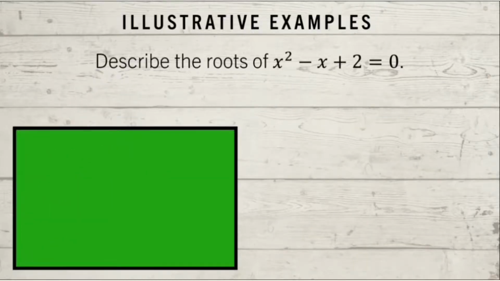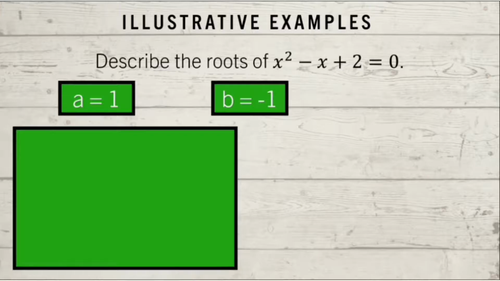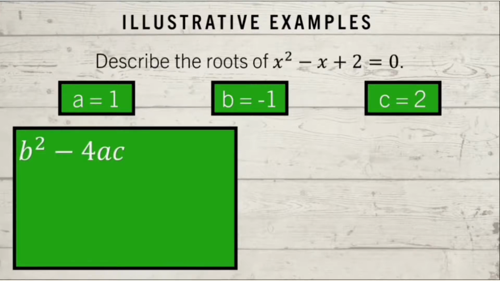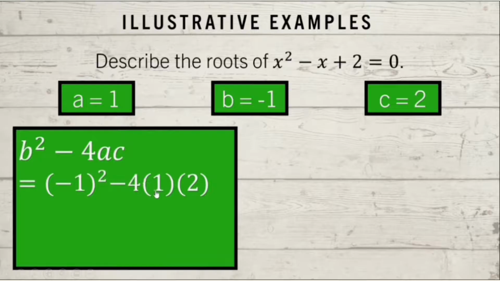Find the nature of the roots of x squared minus x plus 2 is equal to 0. The equation gives a is equal to 1, b is equal to negative 1, and c is equal to 2. Substituting the given values of a, b, and c in the expression b squared minus 4ac, we will have the value of b, which is negative 1 squared, minus 4 multiplied by the value of a, which is 1, multiplied by the value of c, which is 2.